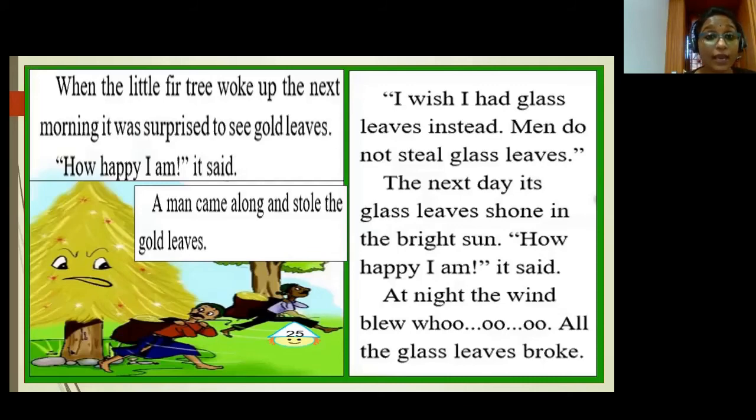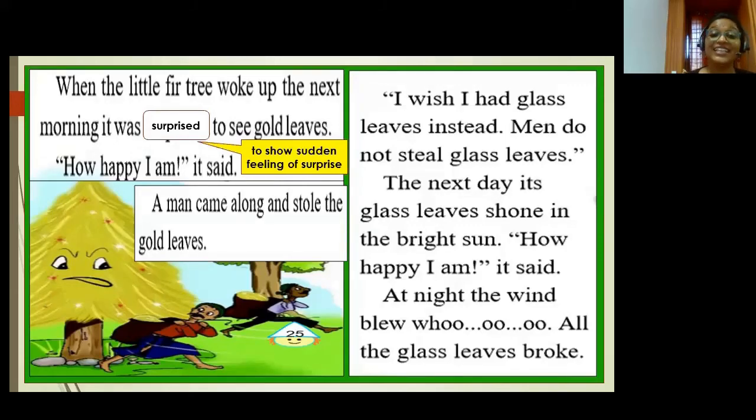Will this leave the tree happy, children? Not at all. This tree was very upset. Here, you must know the meaning of the word surprised. Surprise means to show sudden feeling of surprise. In this paragraph, who was surprised, children? Very good. It was the fir tree who was surprised to see its golden leaves. Right? Yes. Let's move on to the next paragraph now.